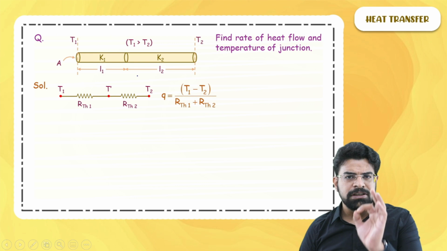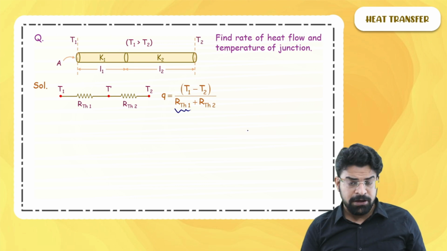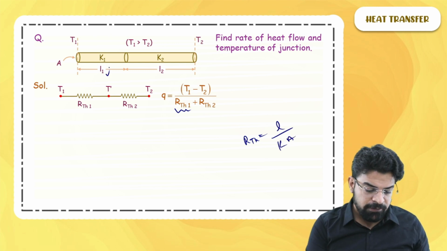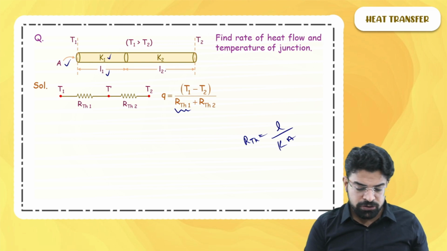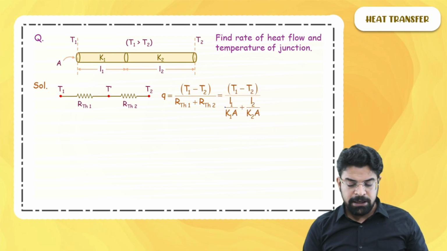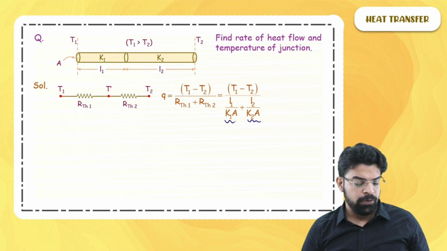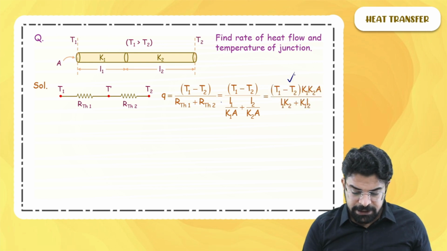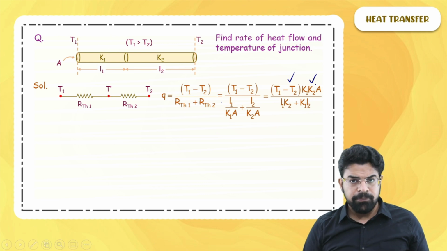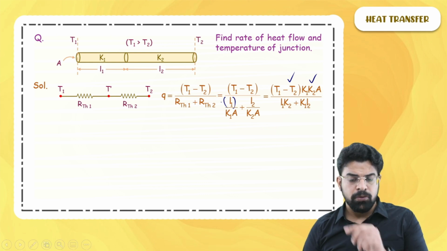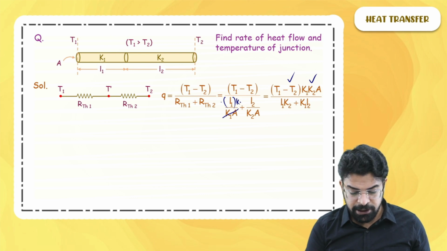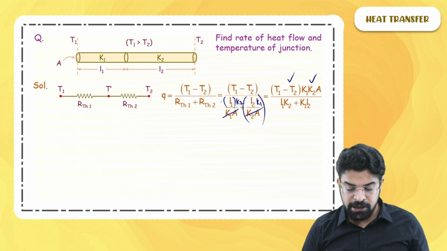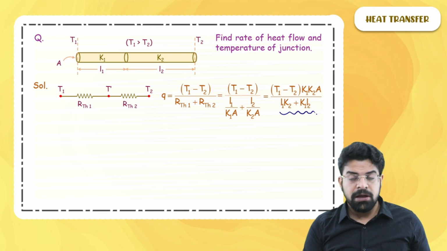Now all you have to do is substitute data. Remember that R thermal is L by KA. In place of R thermal 1, substitute L1 by K1A. In place of R thermal 2, substitute L2 by K2A. So you get T1 minus T2 upon L1 by K1A plus L2 by K2A. Now multiply K1 K2 A to each term. What you get is (T1 minus T2) into K1 K2 A. When you multiply the denominator by K1 K2 A, in the first term K1A gets cancelled, so here you get L1 K2. When you multiply K1 K2 A to L2 by K2A, the K2A gets cancelled and you get L2 K1. So this is the rate of heat flow.